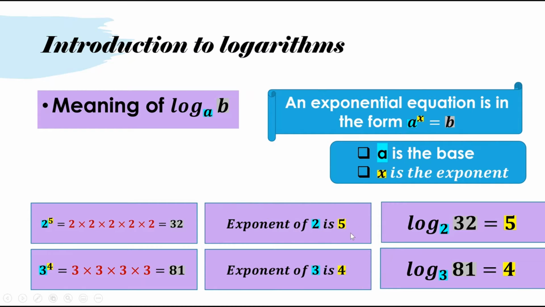The exponent of 2 is 5, that means 5 should be the answer in logarithmic form. And the base will be the same. So whatever was the base a in the exponential form, it is also named the base in logarithmic form. So we write it as 2. And whatever was the value in the exponential form, we can write it here. We call it the argument. I will tell you shortly.